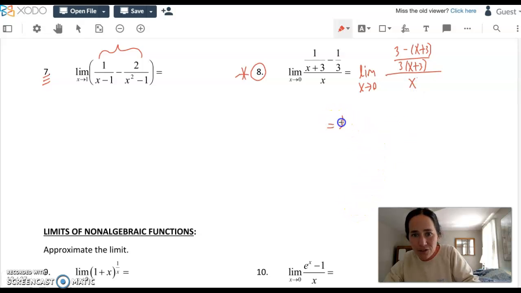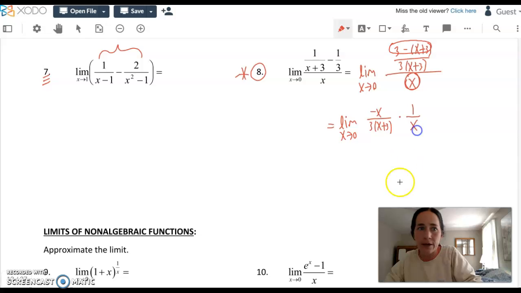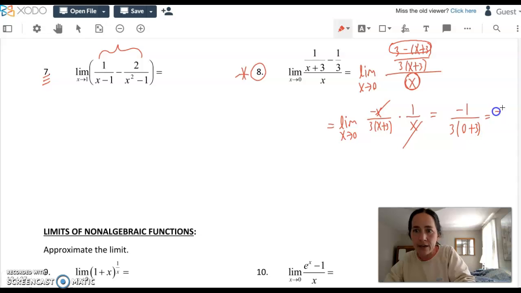With my apologies for speeding this up a little bit, and we'll have much more of a chance to practice with this in the coming days, watch what happens. Up here, you just have a negative x when you simplify that over 3 times x plus 3. And dividing by this x is the same thing as swinging it up and multiplying by 1 over x. We can cancel those, and that should do the trick. So not showing every little step along the way, but being confident in my algebra here, I get something I can directly sub into. Negative 1 over 3 times 0 plus 3, I get negative 1/9.